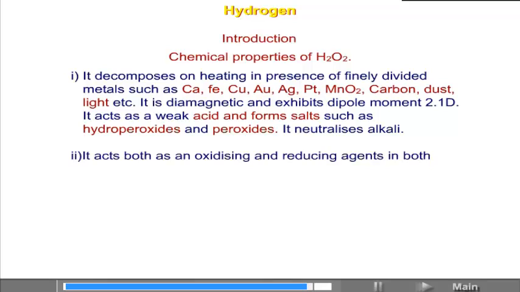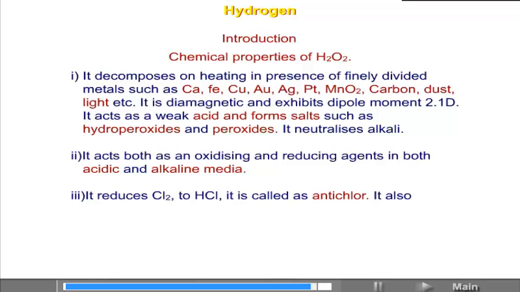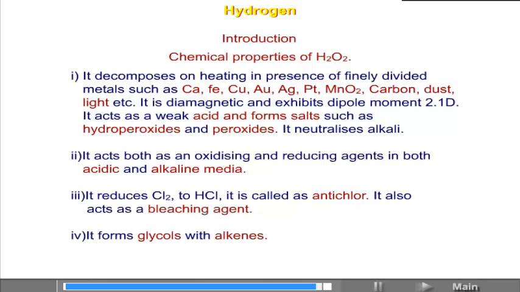Second one, it acts both as an oxidizing and reducing agent in both acidic and alkaline media. Third one, it reduces Cl2 to HCl. It is called as anti-chlor. It also acts as a bleaching agent. It forms glycols with alkenes.